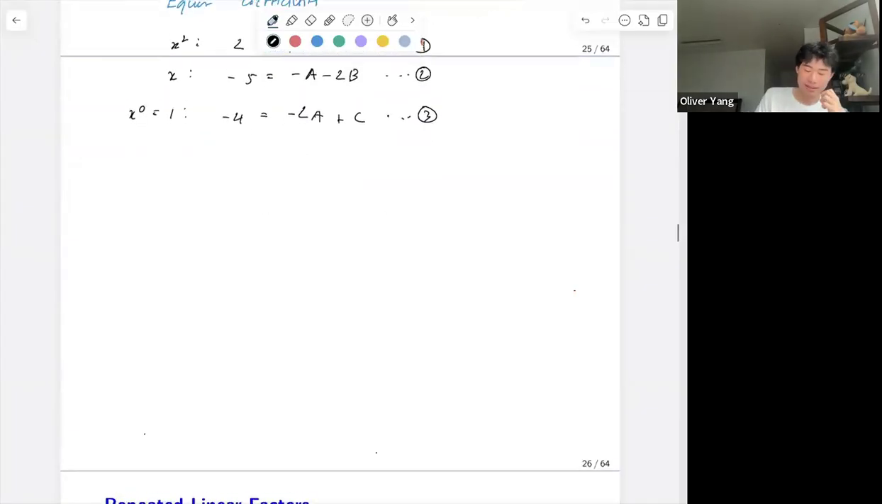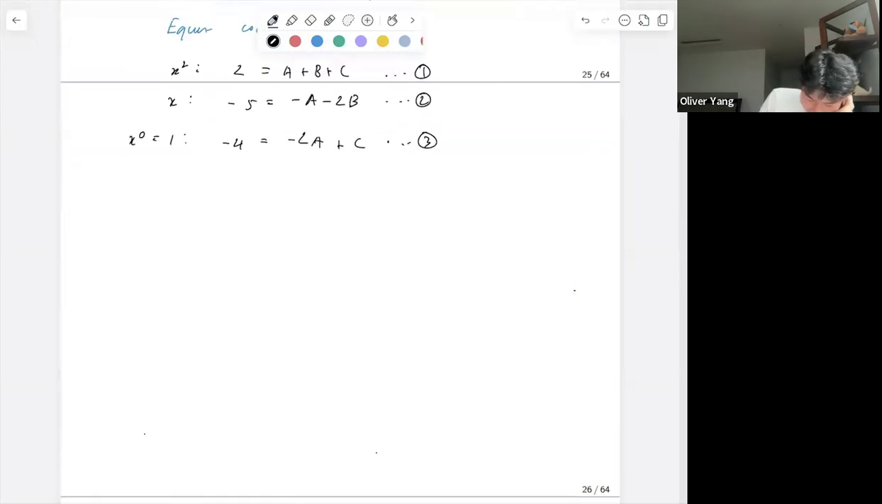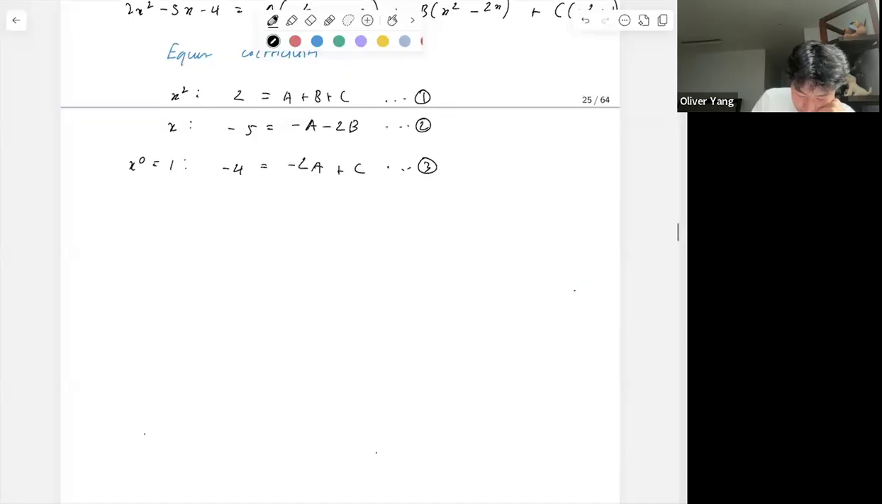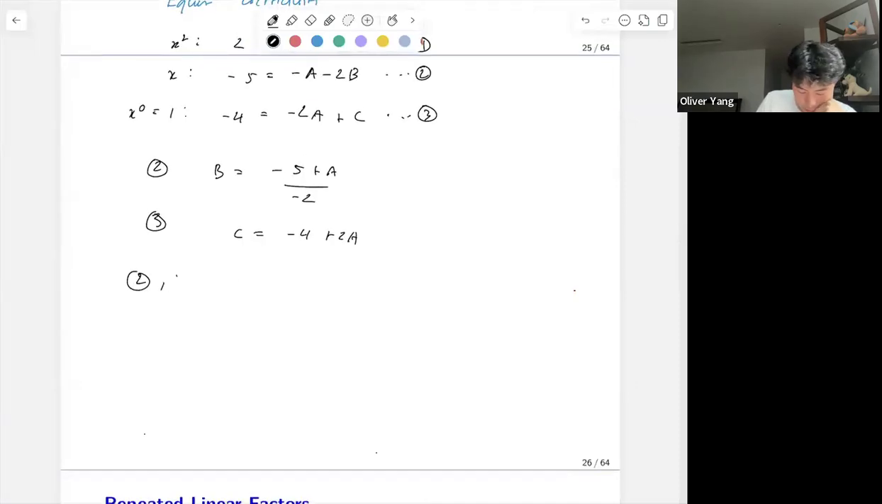Okay. So I'm gonna have to substitute it anyway. So let's just let b be the subject and see. So for equation 2, we're gonna say b equals (-5 plus a) over -2, right? Equation 3 is gonna be rewritten as c equals -4 plus 2a. Yeah. And then we're gonna sub in 2 and 3 into 1.